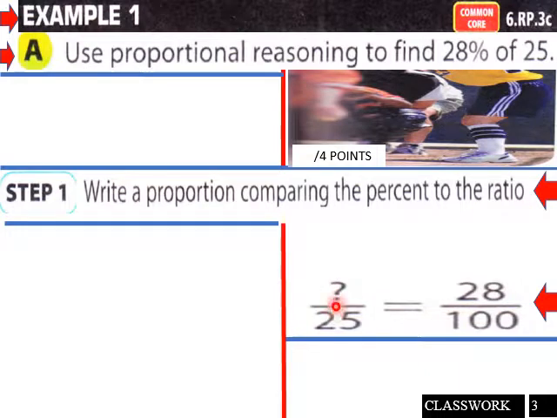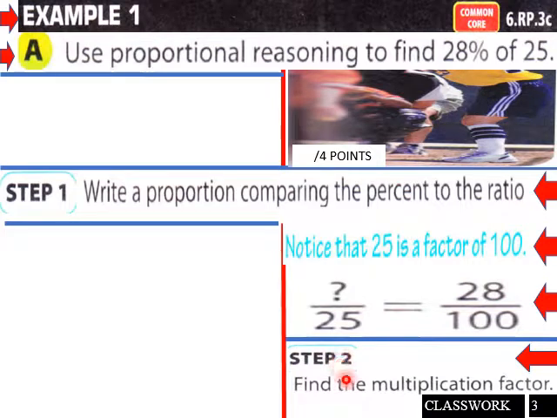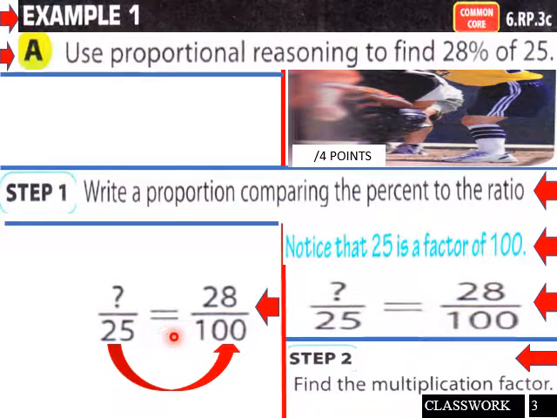And we want to know what 28% is of 25. So this is where your part will be of 25, and then this is our whole down here. We put our whole down in the denominator like we do over here. So notice that 25 is a factor of 100. We do know that. So step 2 would be find the multiplication factor. So how many times does 25 go into 100 would be the question.